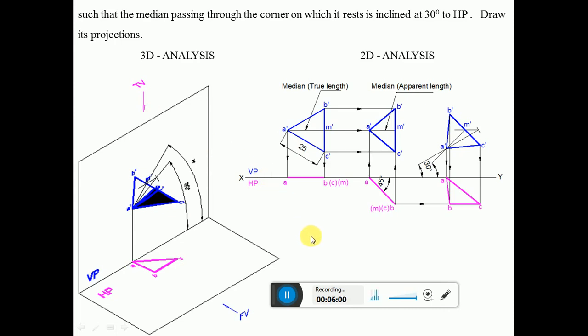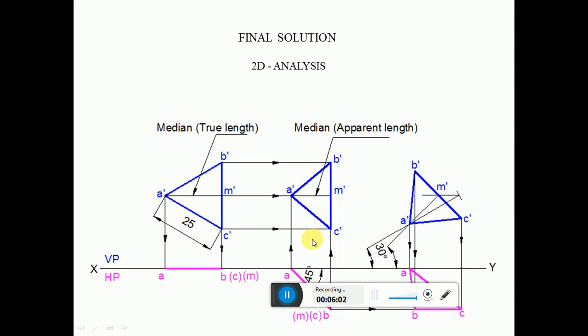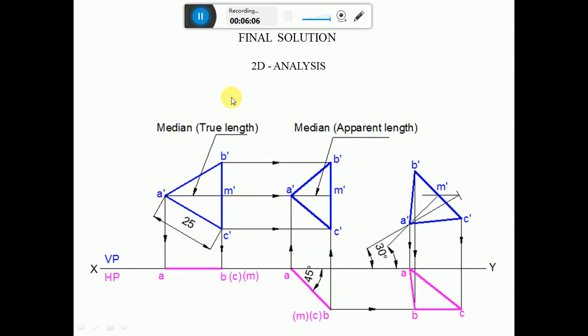Now we need to solve this problem in the sketchbook. First, we will draw a thin XY line and mark XY, VP and HP. So now, first we are going to consider a triangle of 25 mm side on the vertical plane.